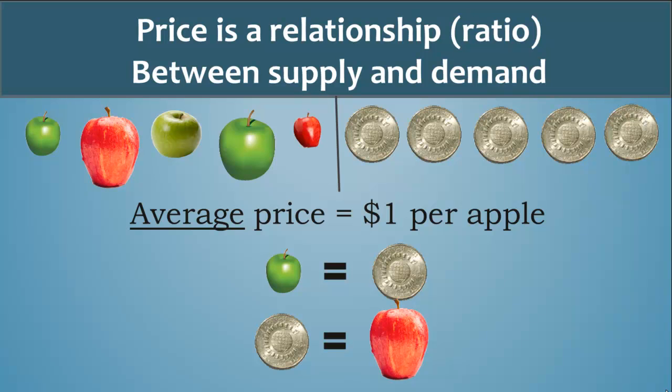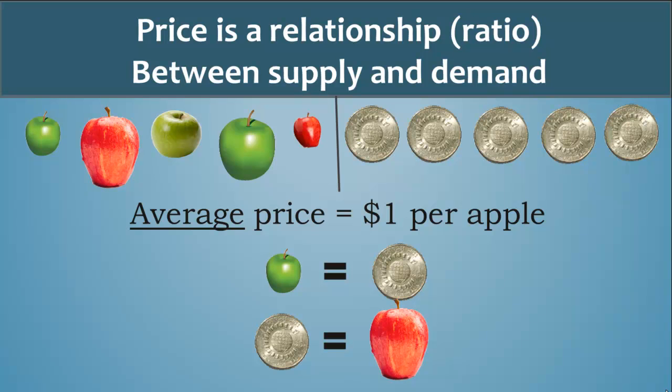If it's a 5 to 4 ratio, it means I can get 5 apples for $4. If it's a 1-to-1 ratio, it means I can get 1 apple for $1. If it's a 10-to-15 ratio, it means I can get 10 apples for $15. And from there we can work out the price of what one of those apples might be.